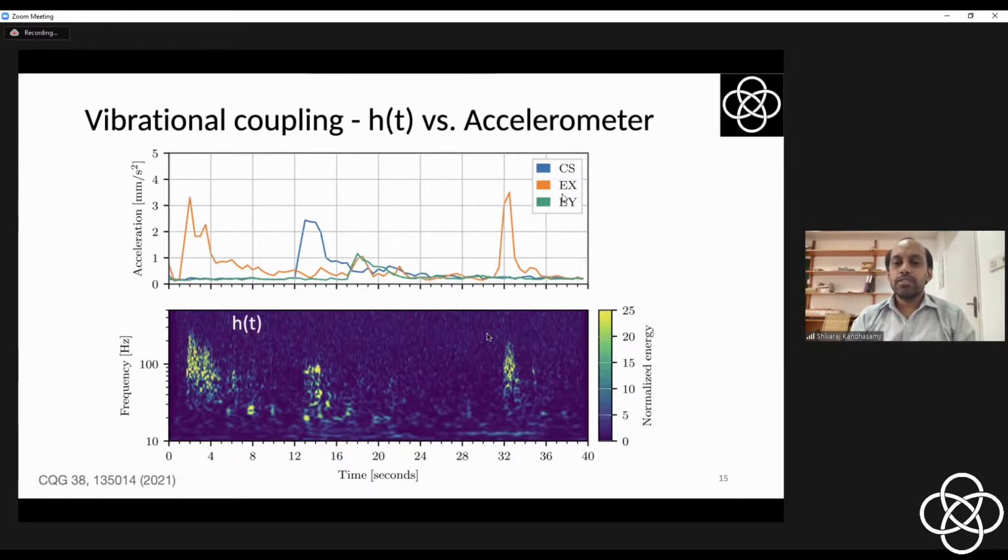This happened during one of the rainy days. There was a thunderstorm that produced this excess noise in the accelerometer as well as caused the fluctuation in the output of the interferometer.